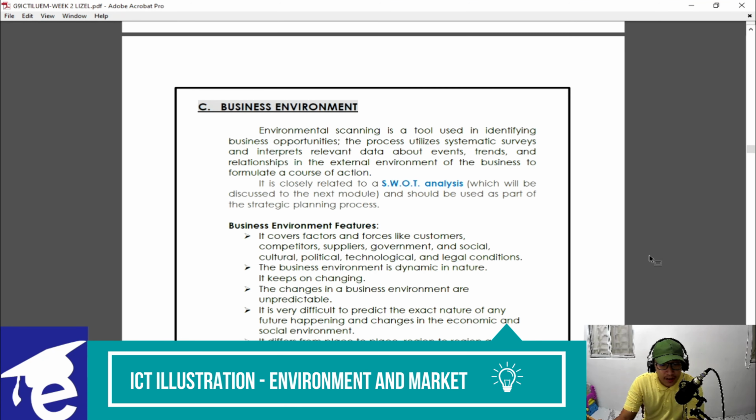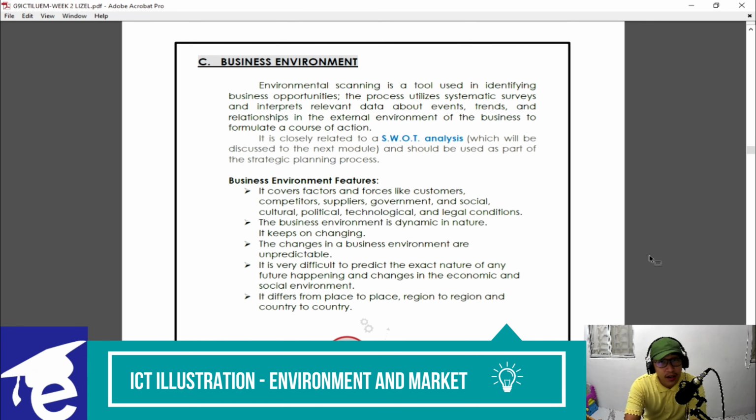So in a business environment, if you are the seller or a business owner, it's most important that you know how to do SWOT analysis. What is SWOT analysis? SWOT analysis is strengths, weaknesses, opportunities, and threats. These are the things that we're going to do in our module. We're going to make a SWOT analysis, environmental scanning, before you engage in the business. And we're going to talk about SWOT analysis in another video.